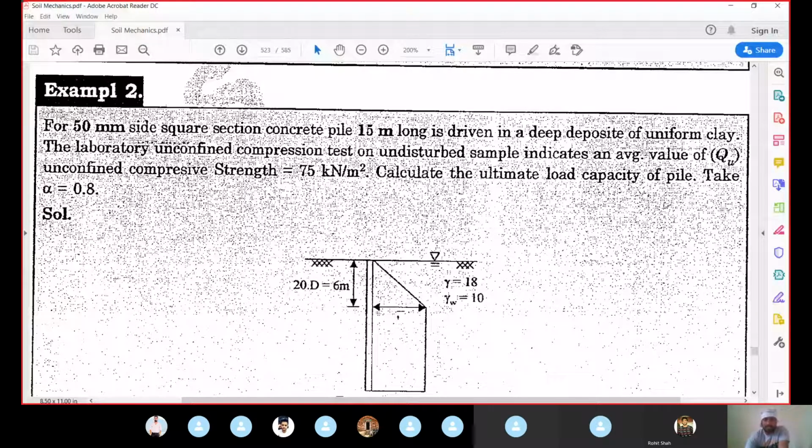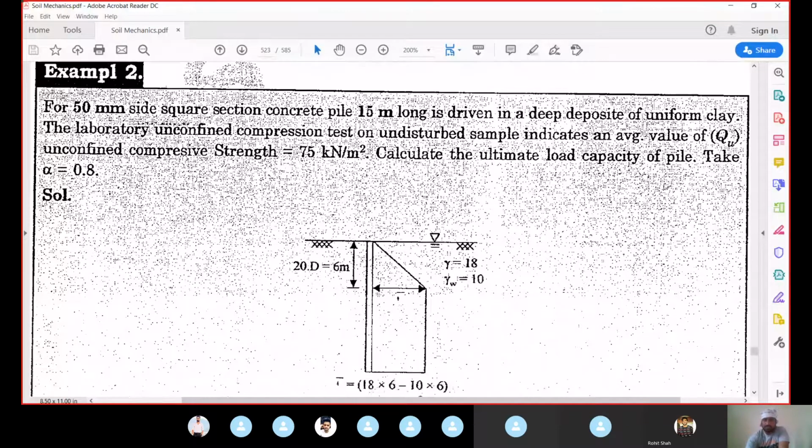So in this case, we have a square cross-section pile that is inserted into a clay soil. The pile is of length 15 meter, and an unconfined compression test sample has been taken, which shows an unconfined compressive strength of 75 kilonewton per meter square. Now in this question we have to calculate the ultimate load capacity of the pile.